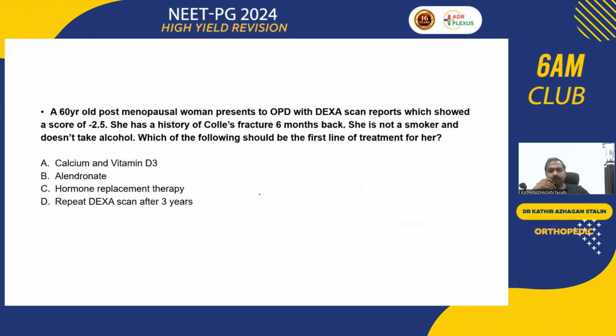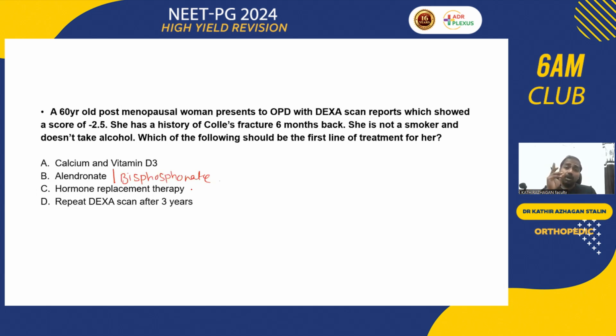Now answer this question. Let's talk another interesting ortho question. A 60-year-old postmenopausal, answer is alendronate or bisphosphonate. Okay, she is not a smoker, doesn't take alcohol. Which of the following should be the first line treatment of her? It is bisphosphonate. Always for osteoporosis, answer is bisphosphonate.